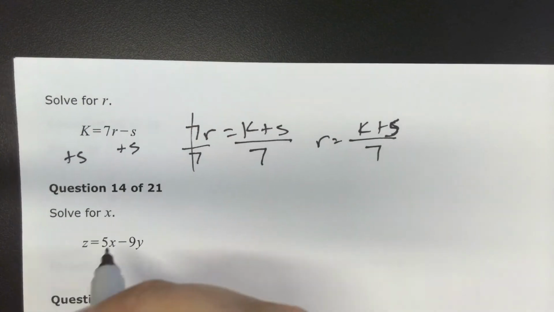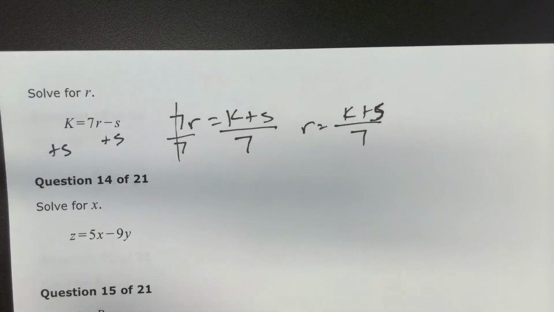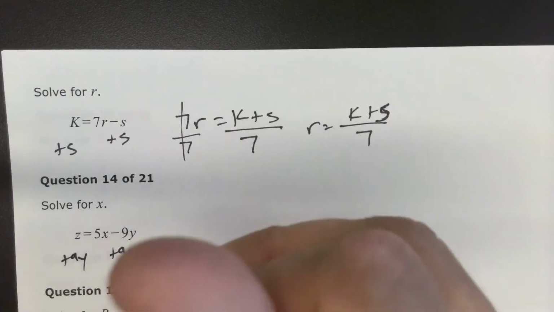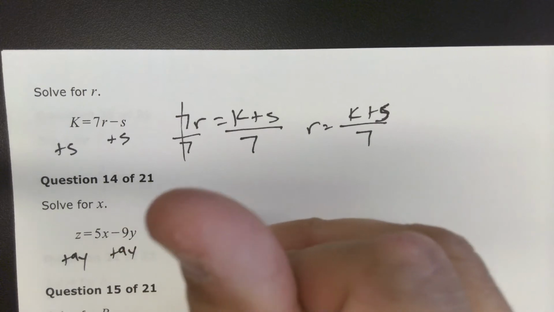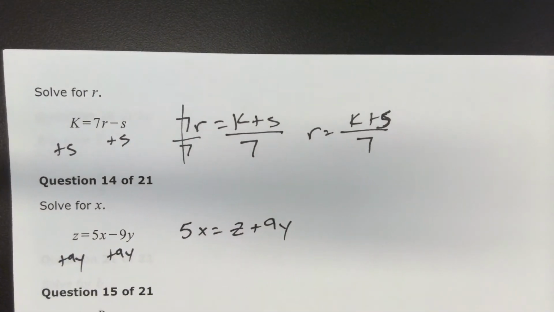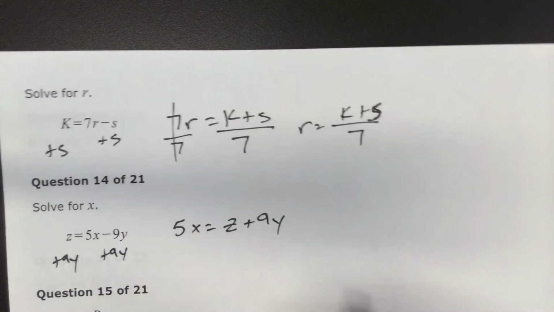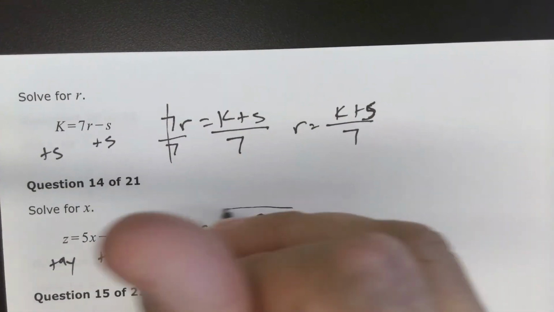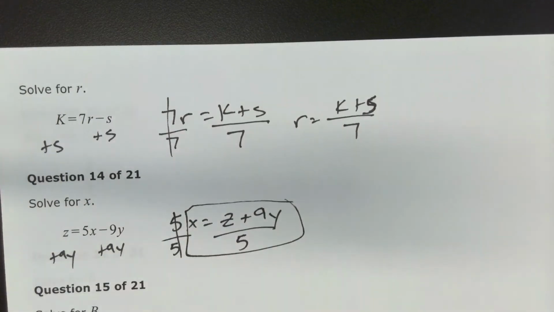Okay, if we're solving for x here, the first thing I'm going to do is add 9y to both sides, which is going to give me 5x equals z plus 9y. Now we can do that. It's very easy. You can add 9y, right? It's fine. Then we're going to divide by 5, and we got our answer right there.